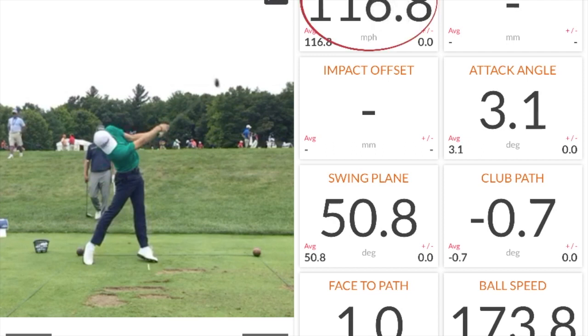So, hopefully this information is somewhat interesting to you, and if you have any questions about how to maximize your capability to strike your driver farther, come on in and see me with my TrackMan, and we can match your club head speed to the golf club that you're currently using.